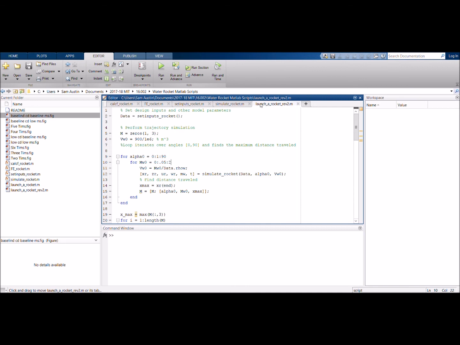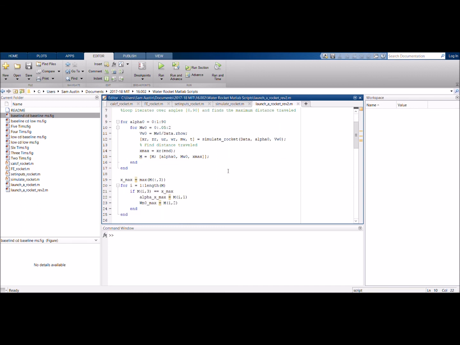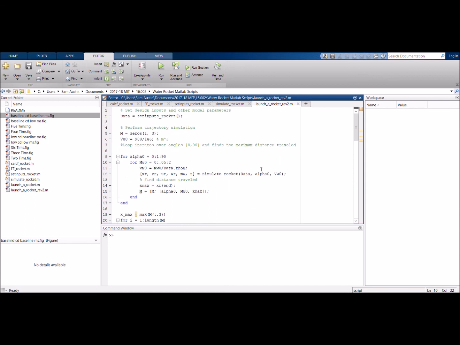After setting the initial conditions for each test, the launch rocket script was run to determine the optimum water mass and launch angle, as well as the maximum distance for that given combination of inputs. The inputs were graphed, and then the results are available on the slides.